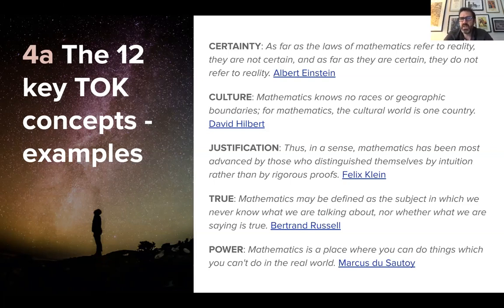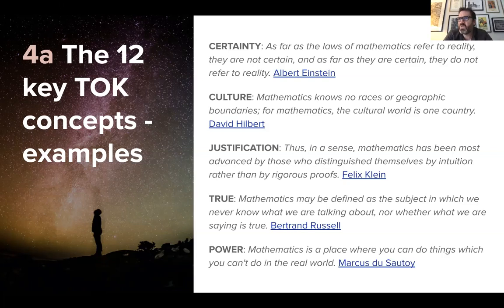Culture. I think this also links to objectivity and perspectives. David Hilbert said mathematics knows no races or geographical boundaries. For mathematics, the cultural world is one country, which I think is great. Although I think you can perhaps offer a counterclaim to that. I think what we do with mathematics might change and vary within different cultural contexts.